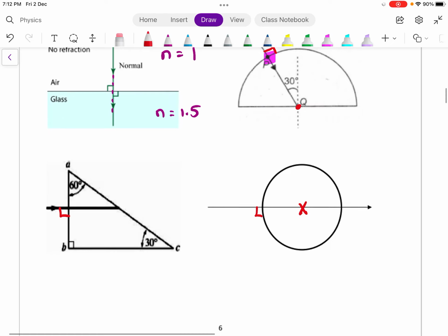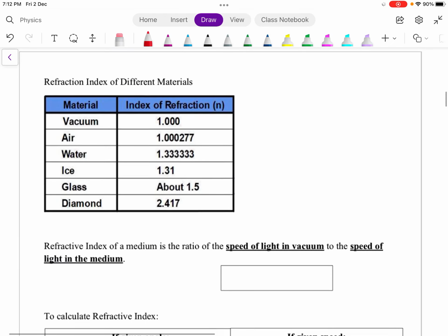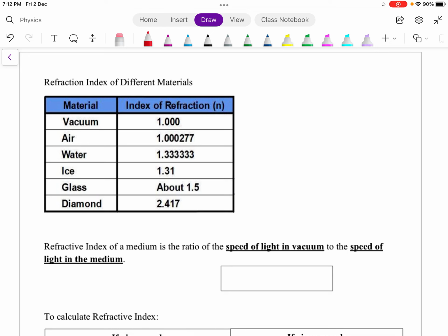Okay, alright. So of course, the next part will be the refractive index of the materials. The refractive index of a material tells us how optically dense the material is. So for example, vacuum is about 1. Air is also about 1, just slightly above vacuum. Water is 1.33, ice 1.31, glass 1.5, and diamond is 2.42.